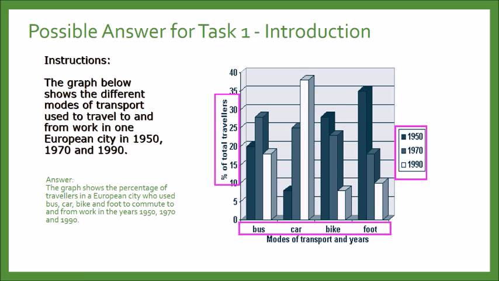So the first step is that you can see that the graph shows the percentage of travelers in a European city who used bus, car, bike, and foot to commute to and from work in years 1950, 1970s, and 1990. This could be your introduction.